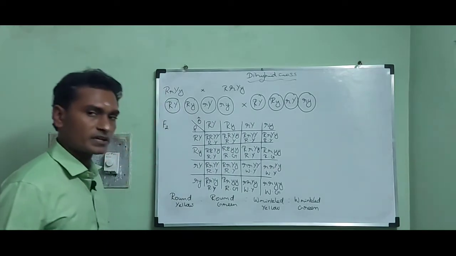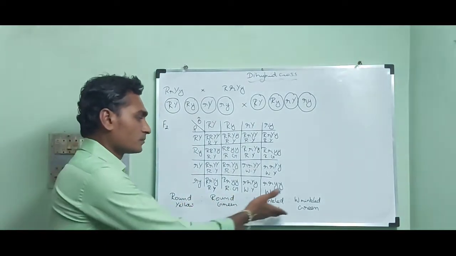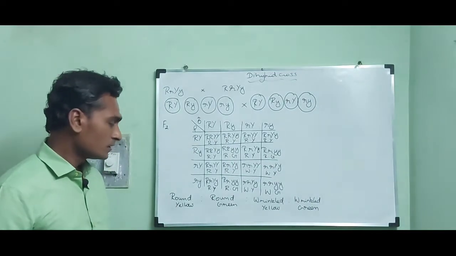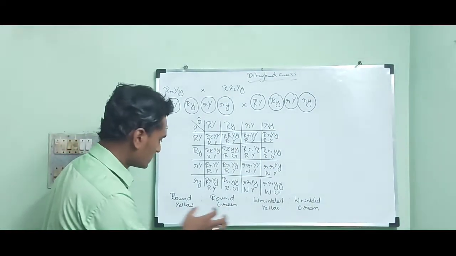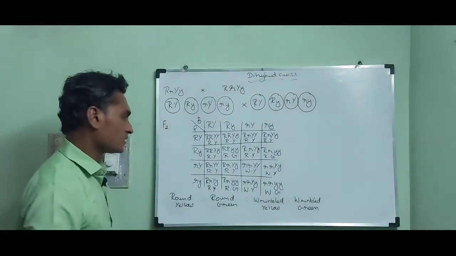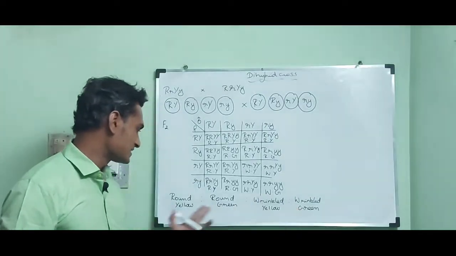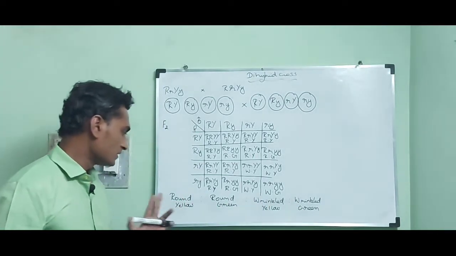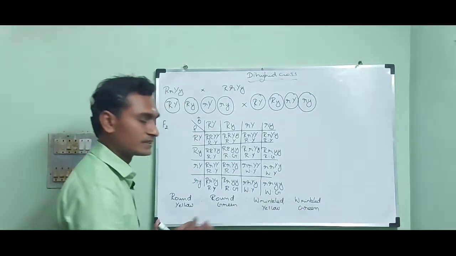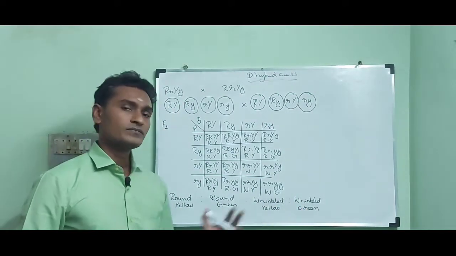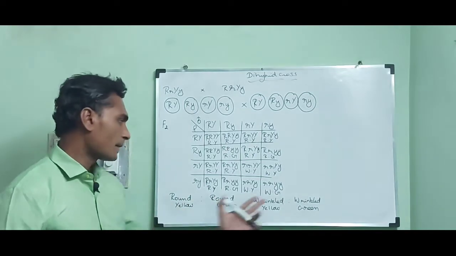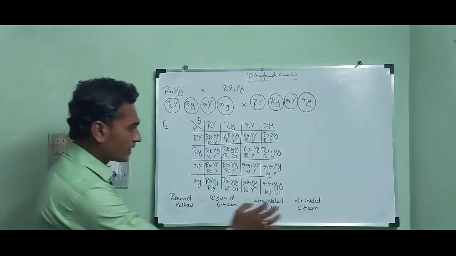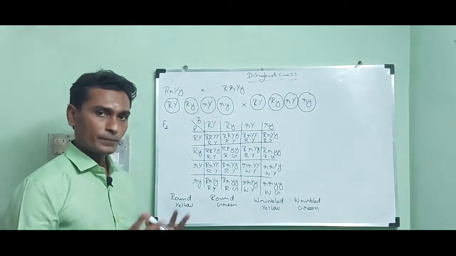So we can observe the 4 types of phenotypes in the F2 generation. Look at these 2 phenotypes from the F2 generation. They resemble the parental phenotype, that is, round yellow and wrinkled green resemble the parental phenotypes. So they are said to be parental type. That is, round yellow and wrinkled green are said to be parental type.